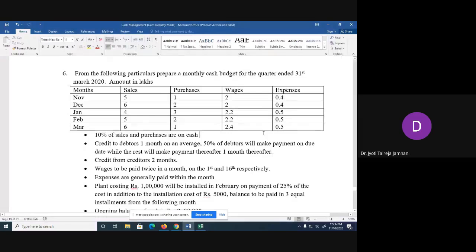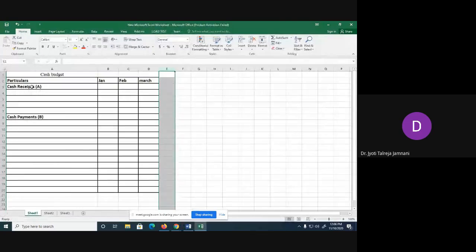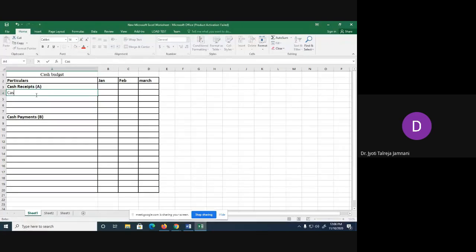So what all information is given, we will see one by one and we will record it. 10% of sales and purchases are on cash. So we have to note down 10% of sales as cash sales under receipts, because as soon as we sell, we receive money. So cash sales, 10% of sales. We have to take only Jan, Feb and March.